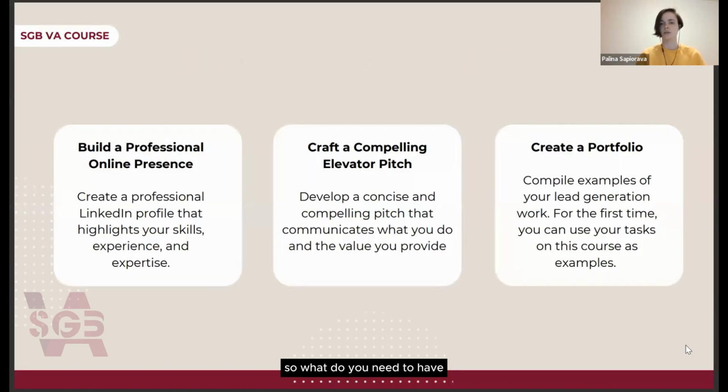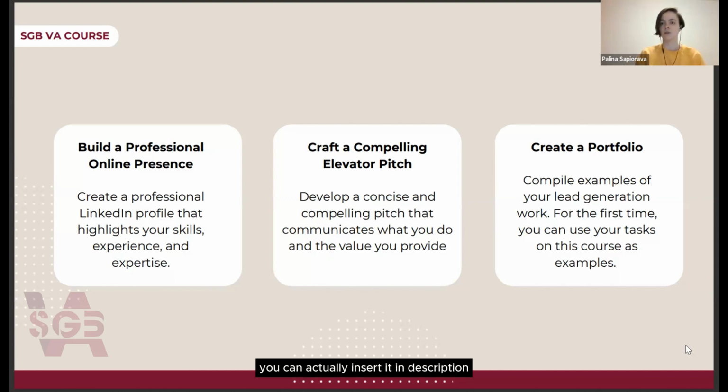So what do you need to have, or what do you need to do to sell your services? First of all, you need to build a professional online presence. Nowadays, LinkedIn is the main social media for professional connections. And it's very important for you to have a professional LinkedIn page, for example, with a good photo that will look professional, with a description of your skills.